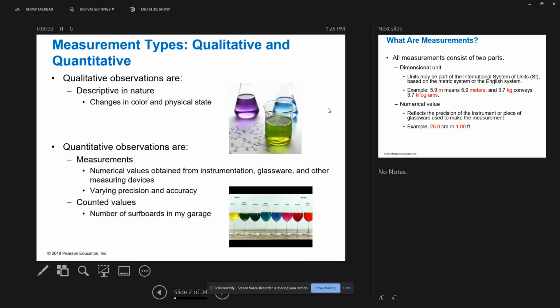There's two types of measurements. We have qualitative and quantitative measurements. Qualitative measurements are observations. This is where we're looking at what color our substance is, what physical state it's in, is it a solid, liquid, or gas? Quantitative measurements or observations are something that includes a number and a unit. Also, we can look at counting values. So there are 3 people at a desk. That would be a quantitative observation. Or something is 35.5 meters long. That would also be a quantitative observation.